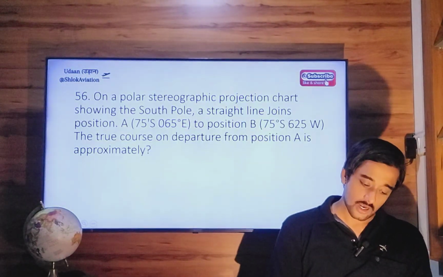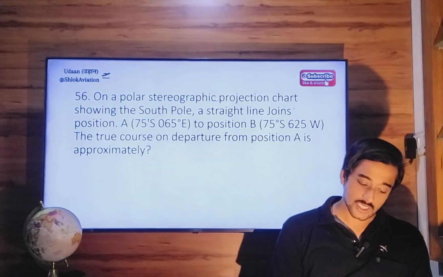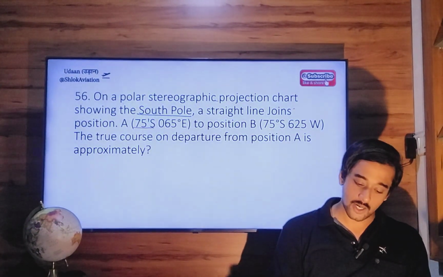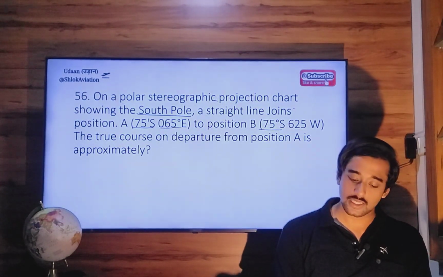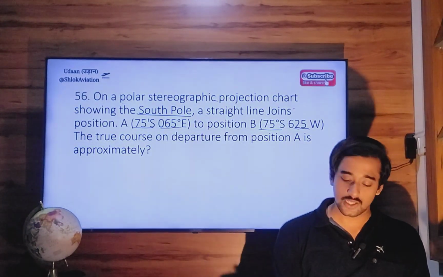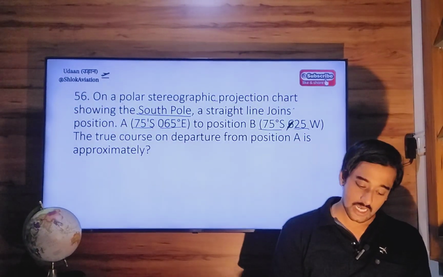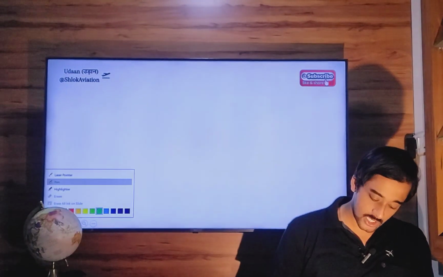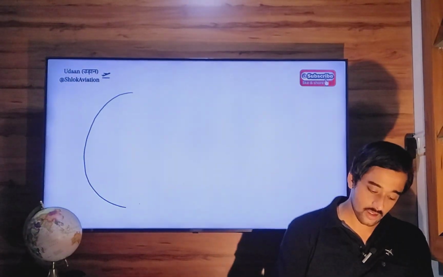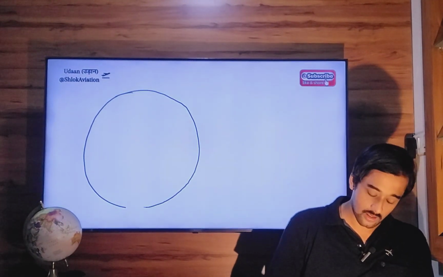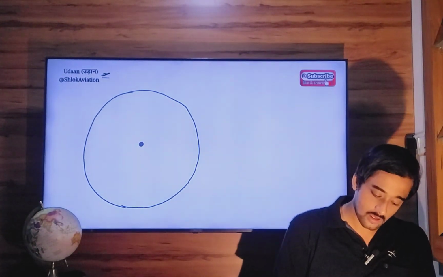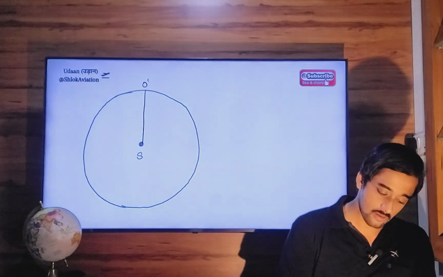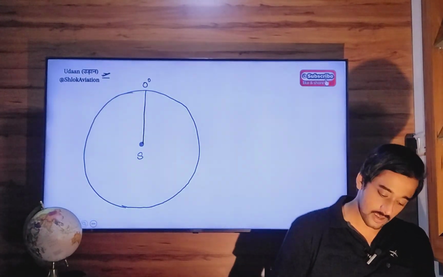Next. On a polar stereographic projection, south pole. Now it's the south projection. A straight line joining 75 south, 65 east and 75 south, 25 west. It is not 625, it is 025 west. The true course on departure from position A is what? So let's draw this projection. This is your south pole. This is your prime meridian. Point A, 65 east.